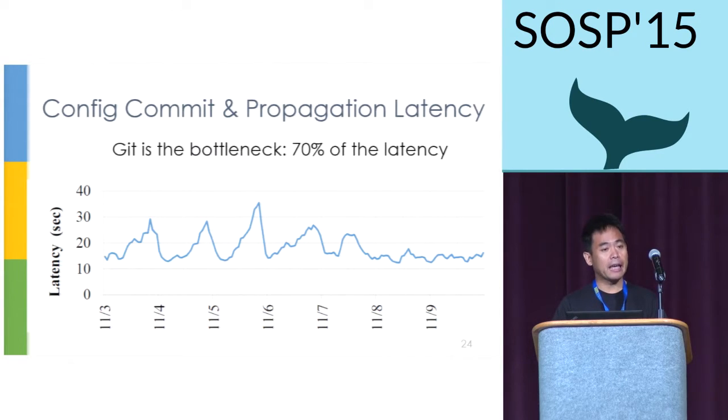This figure shows the end-to-end latency from committing a change into the Git repository to the configuration file reaching the servers globally. The latency varies between 10 seconds and 30 seconds, roughly. 70% of that latency is actually spent in Git operations. The data distribution only takes about 3 to 5 seconds, actually very fast. So we are working on splitting the data across multiple Git repositories to improve the performance of Git.